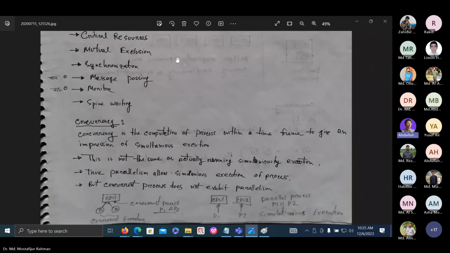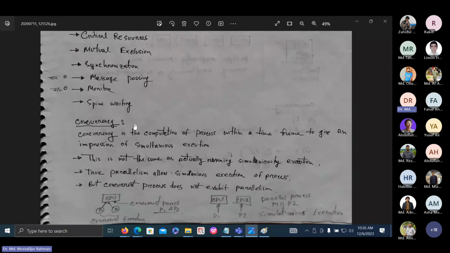Sir, even if we use message passing, do we need the semaphore? No, message passing is a different way. Okay, sir, semaphore is only used in mutual exclusion. Clear? The parameter is different. Mutual exclusion uses semaphore, message passing uses messages. Monitor, they monitor all the processes and give signals to the processes. Okay, details we will discuss later.